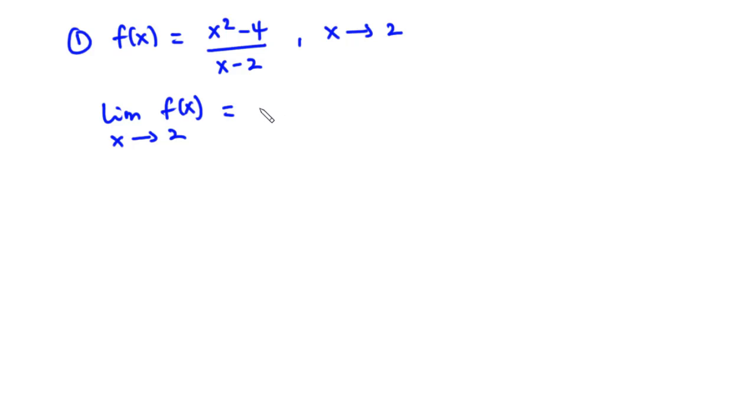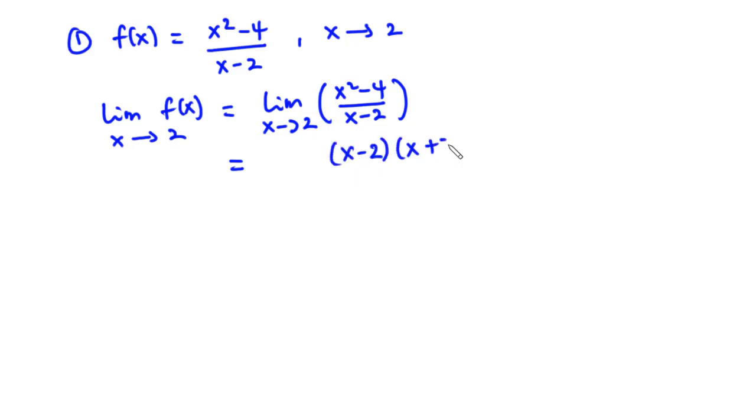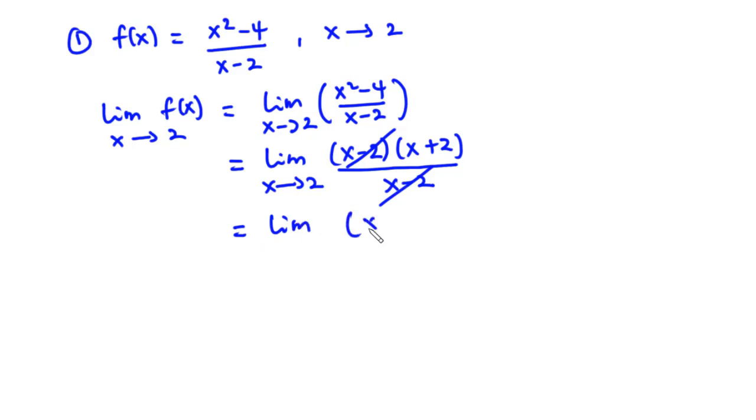So we have the limit of f of x as x approaches 2 to be the limit of x squared minus 4 divided by x minus 2 as x approaches 2. Now x squared minus 4 is the same as x minus 2 times x plus 2. So we have x minus 2 times x plus 2 divided by x minus 2, as x approaches 2. Now we can cancel out x minus 2 and x minus 2. So the limit reduces to x plus 2 as x approaches 2.